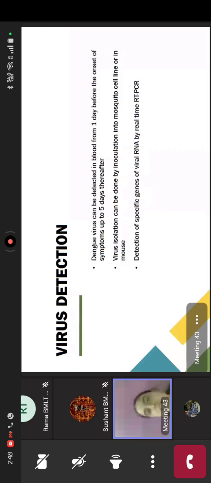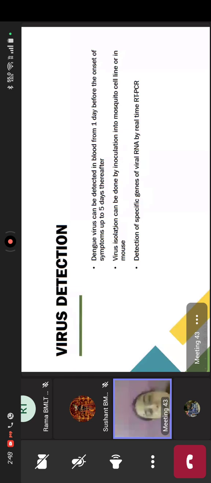Suppose the dengue virus enters my body today, right? But my body starts showing symptoms after 2 days or 3 days. But one day before my body starts showing the symptoms, suppose tomorrow, today also you can detect the virus inside my body, right? And you can do this up to 5 days thereafter, right?